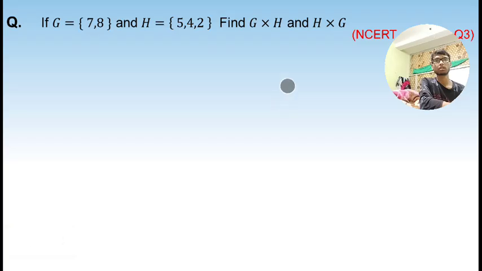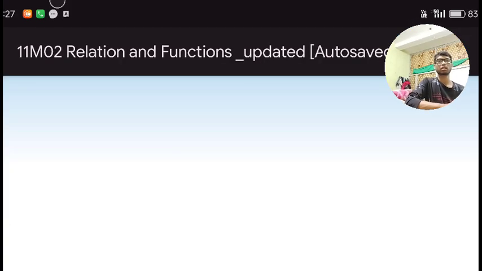So first let's take G multiply H. For this we will start from here: 7 comma 5, 7 comma 4, 7 comma 2, 8 comma 5, 8 comma 4, 8 comma 2. These are the ordered pairs of G multiply H. Now what about H multiply G? We will start from here: 5 comma 7, 5 comma 8, then 4 comma 7, 4 comma 8, then 2 comma 7, then 2 comma 8. Here you can see.